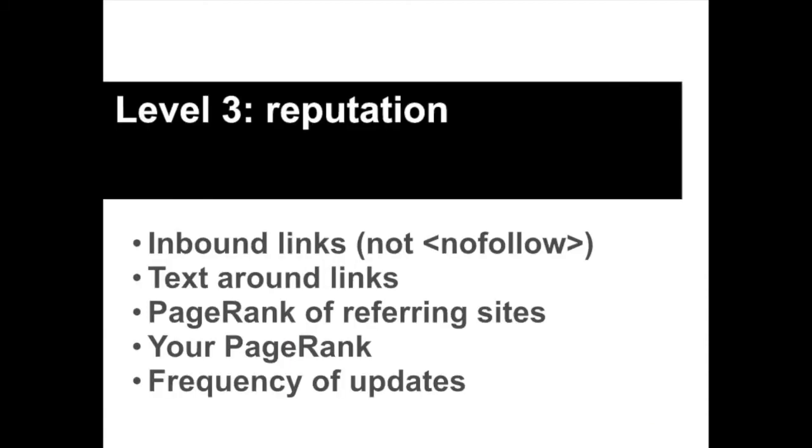The third level after code and content is reputation. And this is the most difficult level for you to affect as a journalist, and also the most important one. And that's probably how it should be. Reputation is judged by Google and other search engines based on a number of factors. Most importantly, the number of links that go to your page, what are called inbound links.